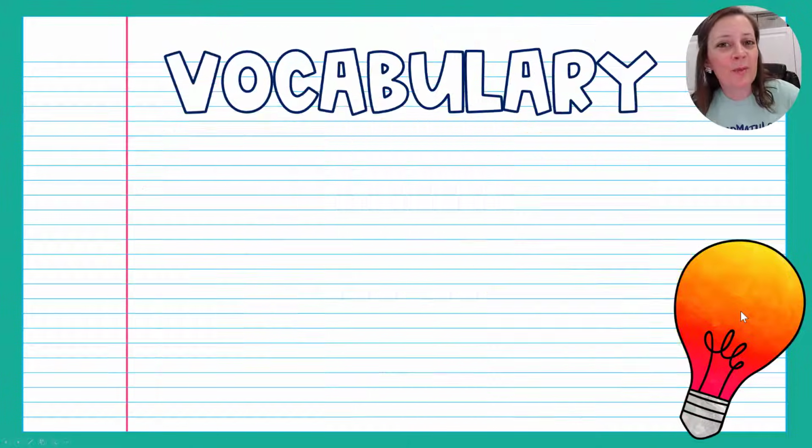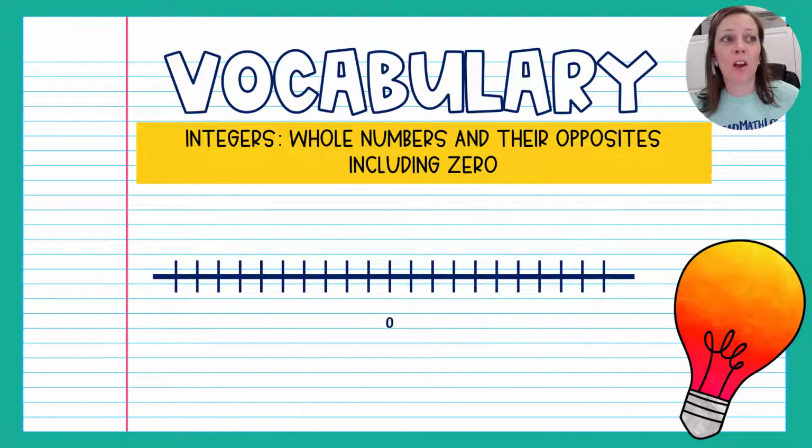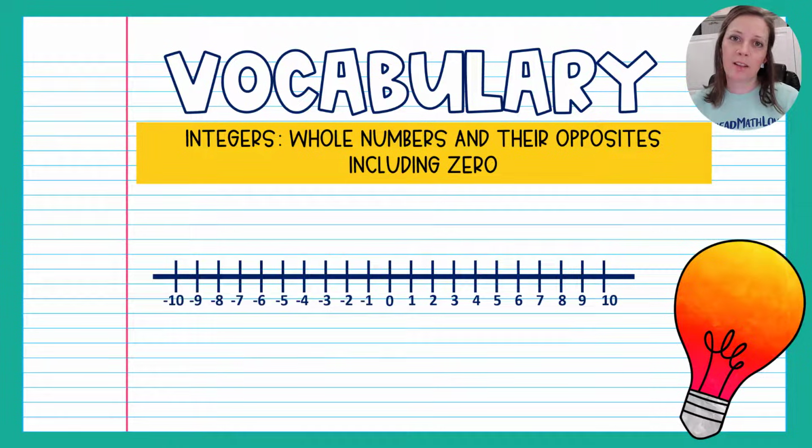Okay, let's jump into some vocabulary. If we're going to be talking about integers, we have to know what integers are. Well, integers are whole numbers and their opposites, including 0. So let's take a look at that. We have here a number line, and we're going to place 0 on there because it says including 0. And then whole numbers, so not fractions, not decimals, those good old whole numbers that we all know and love. And then their opposites. And so you just saw their opposites fly up on the screen, all of those beautiful negative numbers.